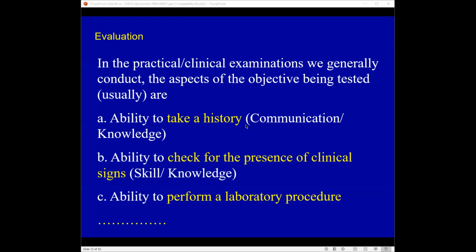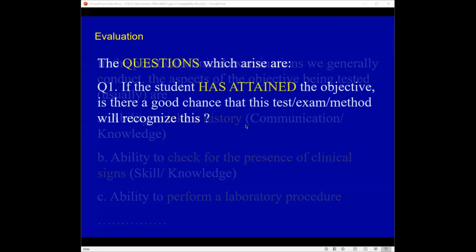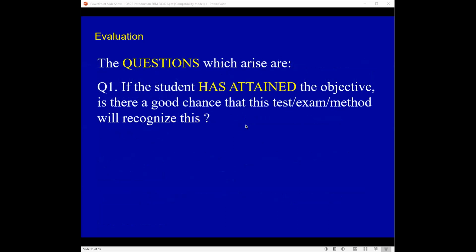Now, in doing this, three questions to my mind arise, very important questions when we talk about evaluation. The first question is, if our student has attained the objective, is there a good chance that this test or exam or method that we are using will actually recognize this? In other words, let us assume this guy has actually attained the objective. He has got that skill. Then in that case, is our exam going to pick it up that he has actually attained that skill? And that is the attribute that we call validity. So is this method valid?